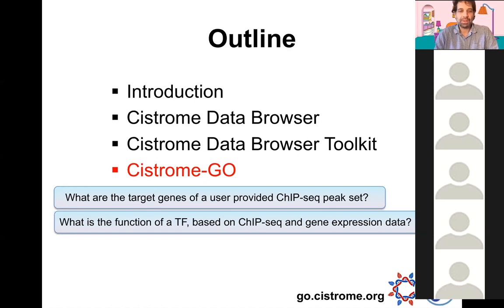And it also has the functionality of what many people use, GREAT, which does the gene ontology analysis of ChIP-seq peaks. These answer the question: what are the target genes of a user-provided ChIP-seq peak set, and what are the potential functions of a transcription factor? The nice thing about this tool is it can also combine the analysis of ChIP-seq and gene expression data together. So this is Cistrome GO.